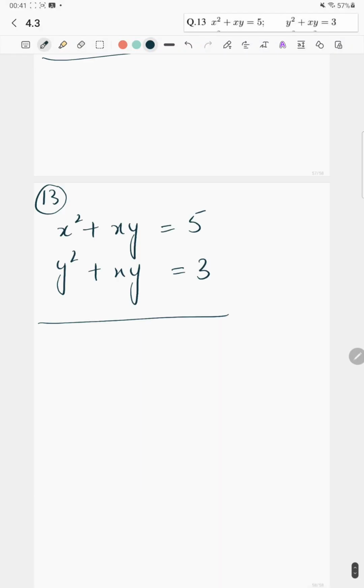x square plus xy is equal to 5 and y square plus xy is equal to 3. So we can do it with the method of subtraction. So I have x square minus y square, which is equal to 5 minus 3, is 2. So I get a quadratic equation in two variables: x square minus y square is equal to 2.